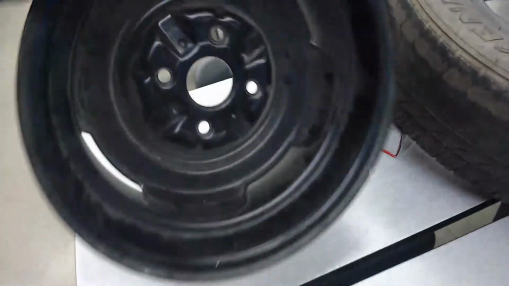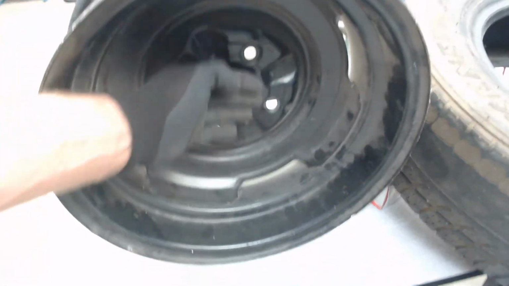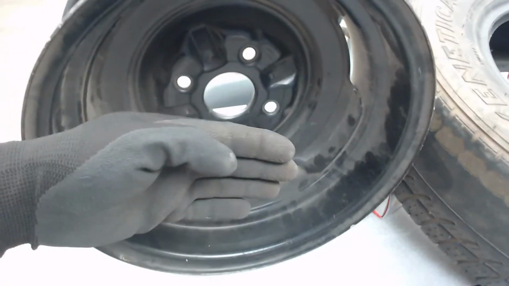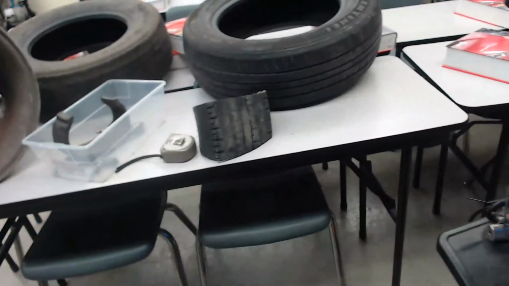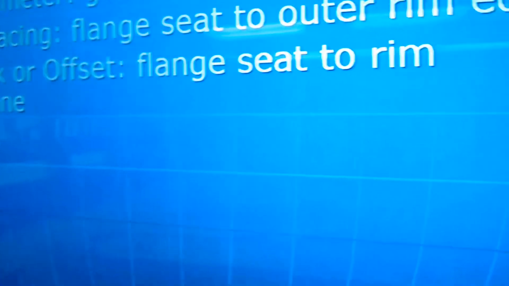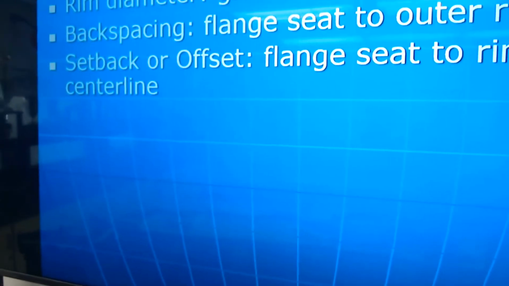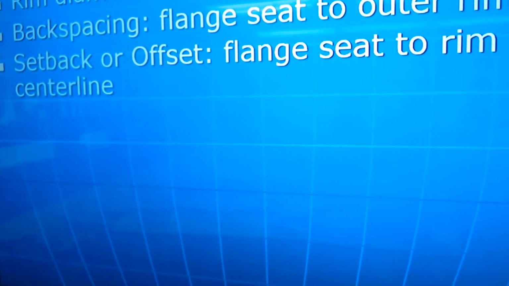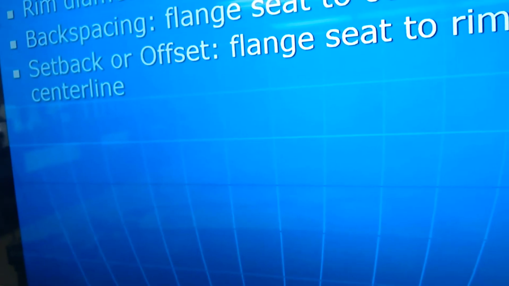So again, backspacing on this wheel would be from this surface here out to this edge here, coming straight out like that. That's your backspacing. There's another related term that we'll look at right here on the screen, which is what we call setback or wheel offset. I'm just going to try and show you right there. So setback or offset, which is flange seat to rim center line.